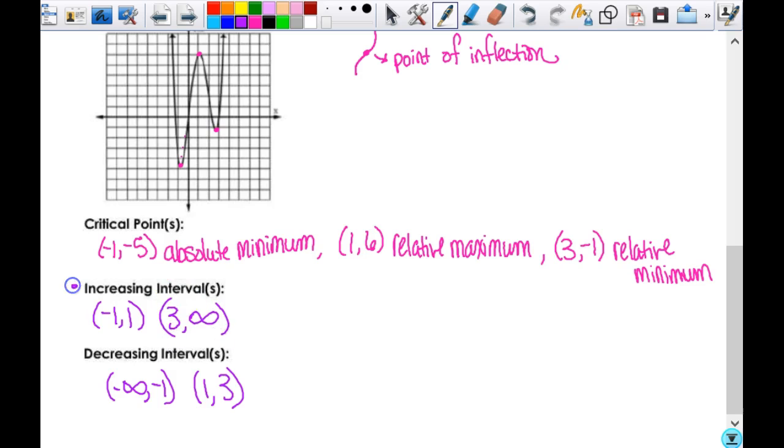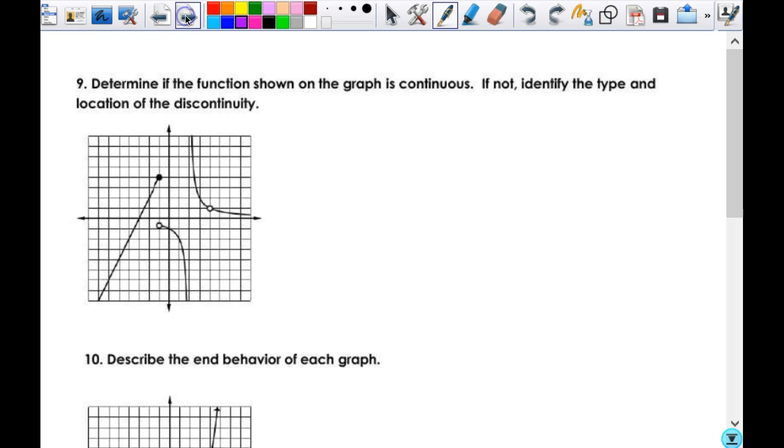Couple of things to note for increasing and decreasing. Never have brackets. They're always parentheses, and there's no union either. Okay, these are my 2 increasing intervals. These are my 2 decreasing intervals. Okay. All right.